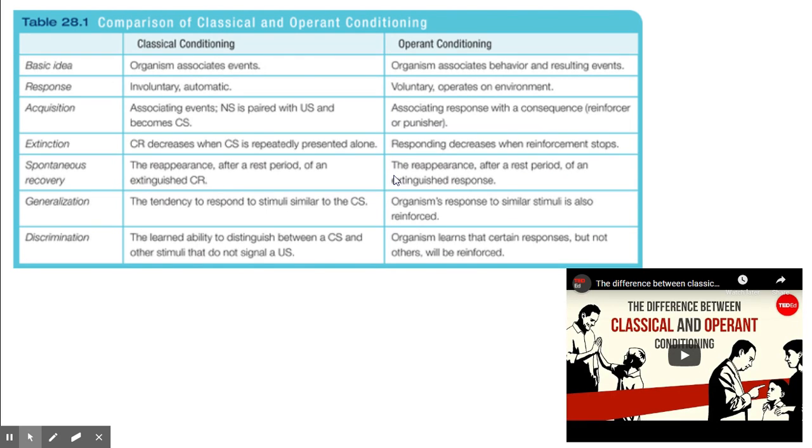So by now, you should have a decent understanding of the differences between classical and operant conditioning. If you don't, go back and watch these again. Go and do the practice. Really make sure you get those down. We'll go over those when we come back from break. And for now, make sure you got these.